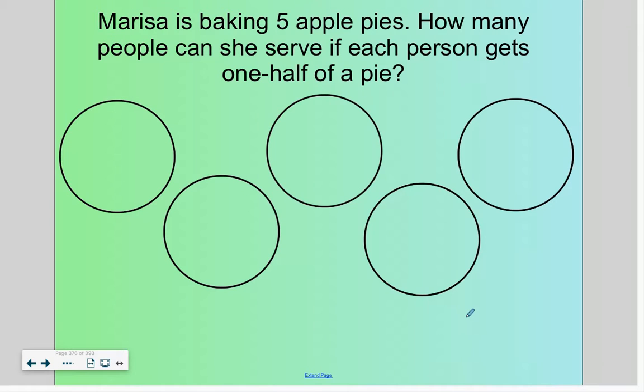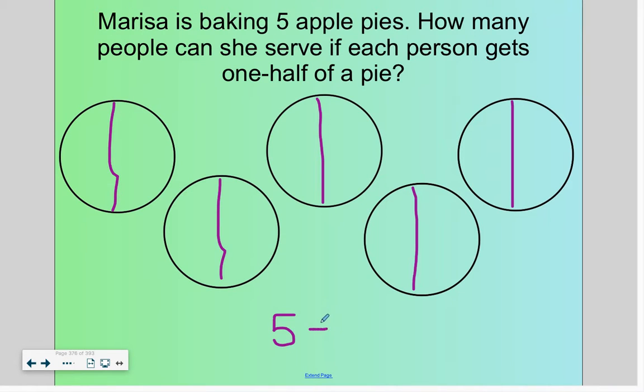Marissa is baking 5 apple pies. How many people can she serve if each person gets 1/2 of a pie? I have my 5 pies and I'm going to split them in half. You want to think about what your starting amount is. We're starting with 5 apple pies. We're dividing that, or splitting that, into pieces that are each 1/2. We end up with 10 total pieces.